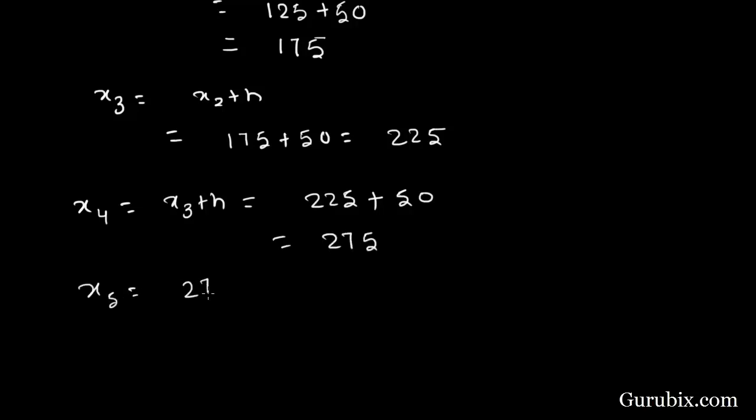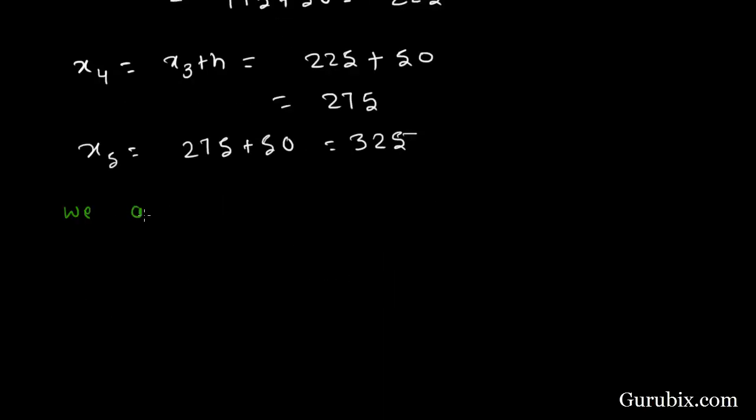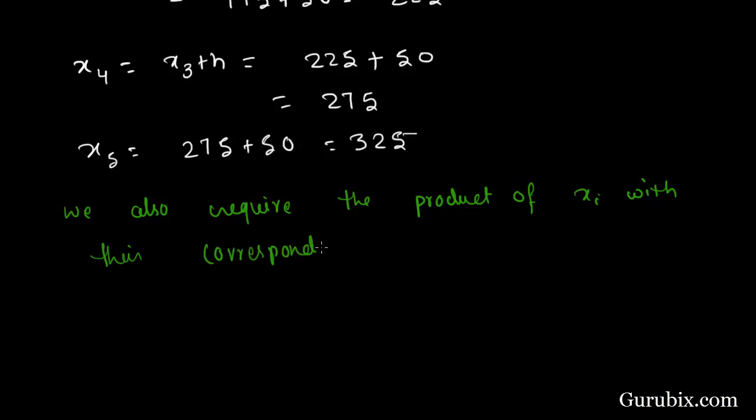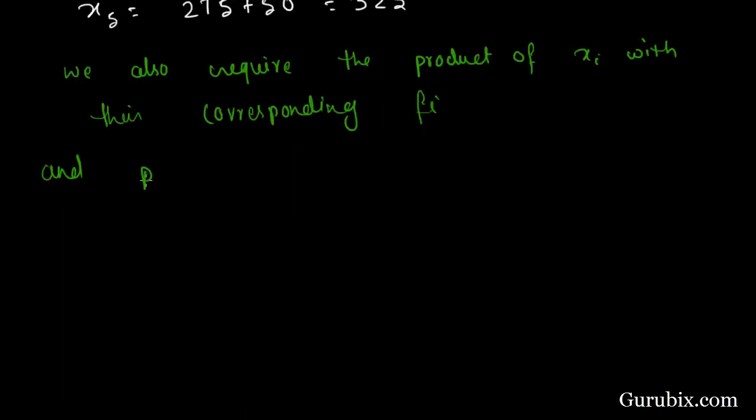x5 is 275 plus 50, which is 325. We also require the product of xi with their corresponding fi. Put all these values into a table.